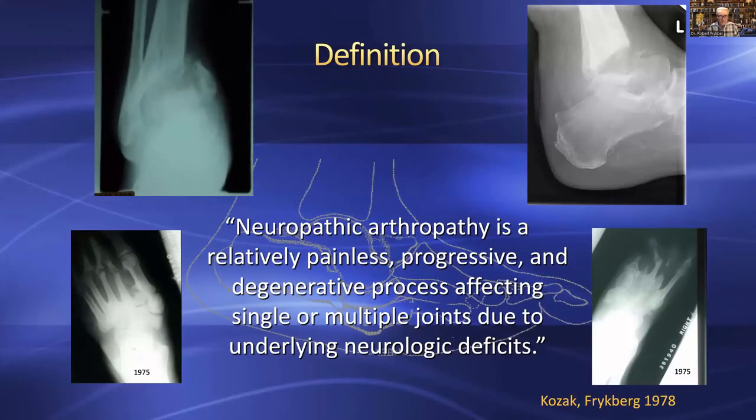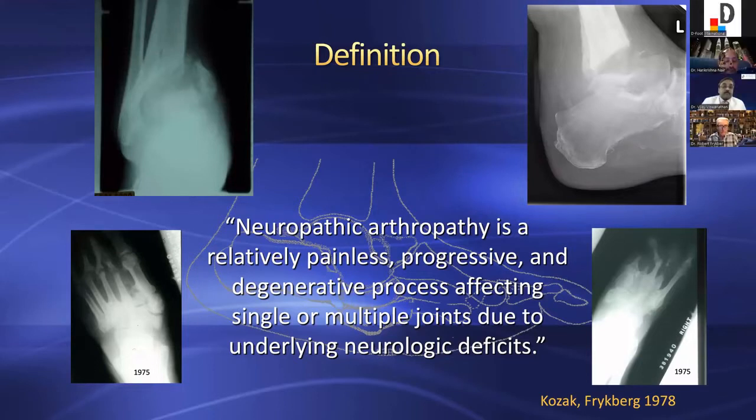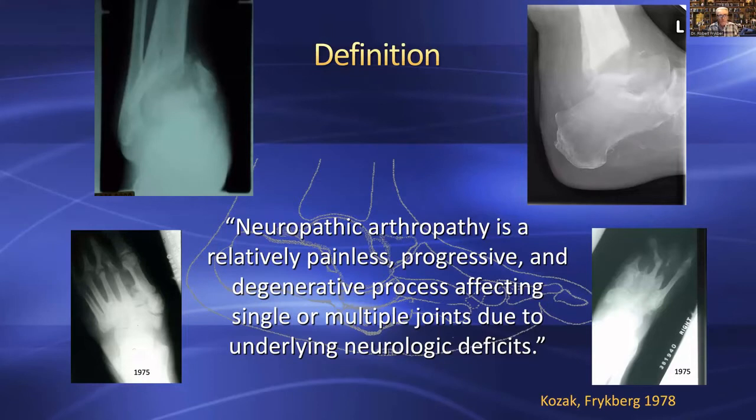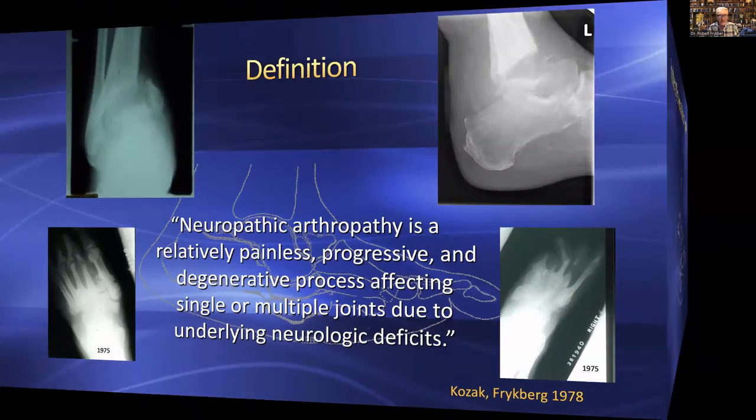Now, as I said, I had had many decades of experience with the Charcot foot, and my first publication was with George Kozak, also at the Joslin Clinic. And this definition serves us fairly well even today. Neuropathic arthropathy is a relatively painless, progressive, and degenerative process affecting single or multiple joints due to underlying neurologic deficits. Now, we can parse the words, but I think most of us understand that this is, in effect, the underlying definition of the Charcot foot as we know it.